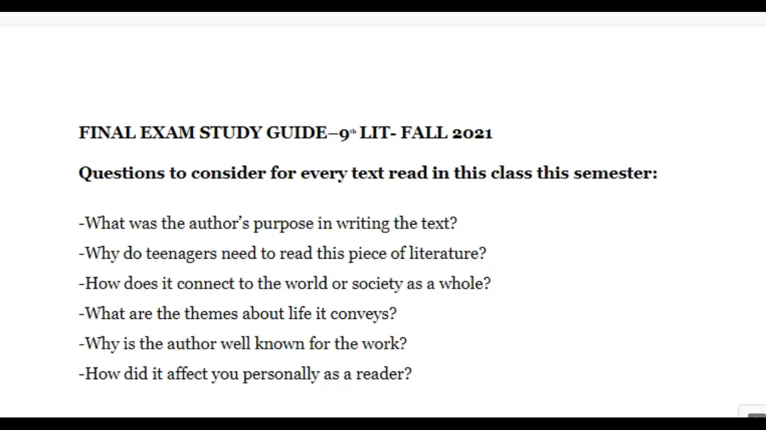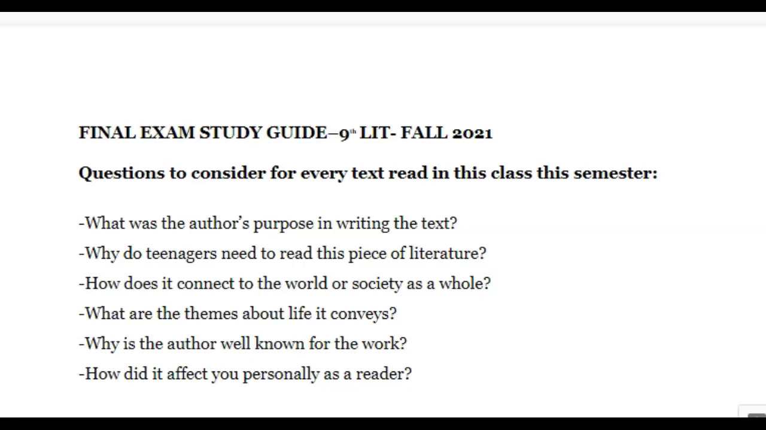We'll see. All right, so questions to consider for every text that we read in this class. What is the author's purpose? To entertain, to inform, ideas like that. Why do teenagers need to read this piece of literature? I tried to make connections for you guys in how the age-old texts that we read were applicable for today. How does it connect to the world or society as a whole? And then what are the themes about life that the works conveyed? Why is the author well known for the work, and how did it affect you personally as a reader?